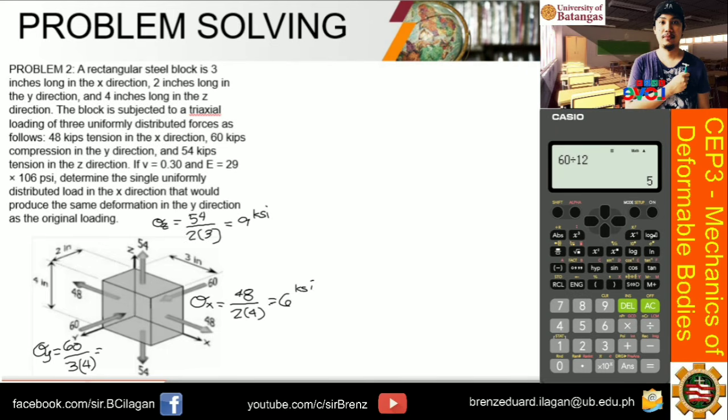Okay lang yun, para sure. Kasi, aminin nyo man o hindi, yung 1 plus 1 nga, kinakabahan pa kayo. Kinakalkyo pa talaga natin yan. Baka kasi mag-iba yung sagot. Tama ba? Di totoo yan.